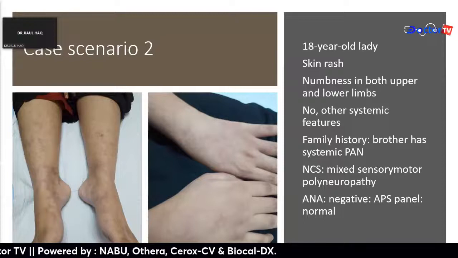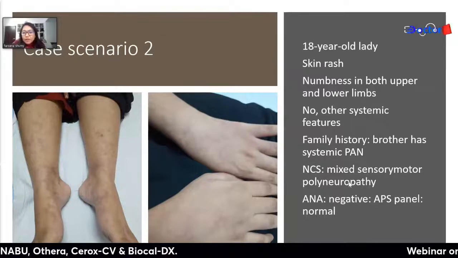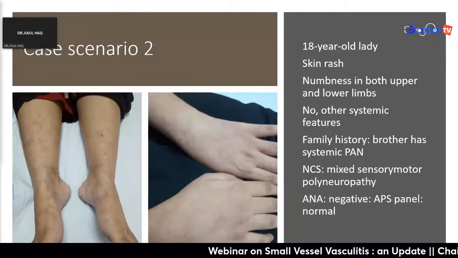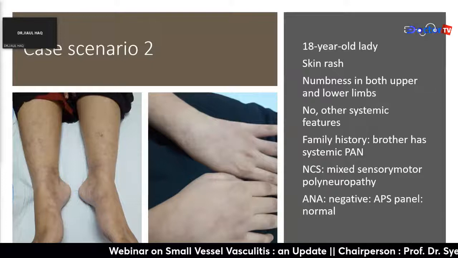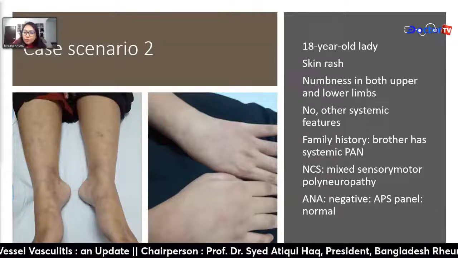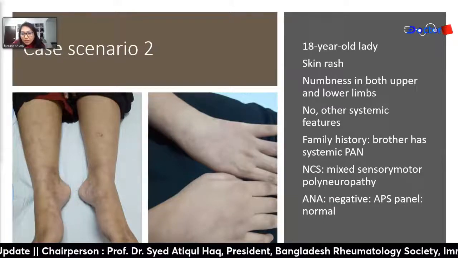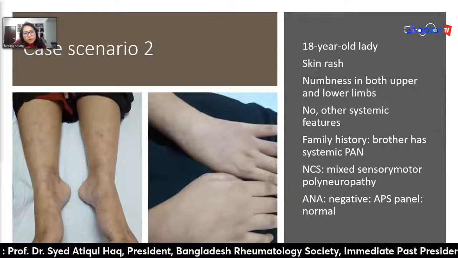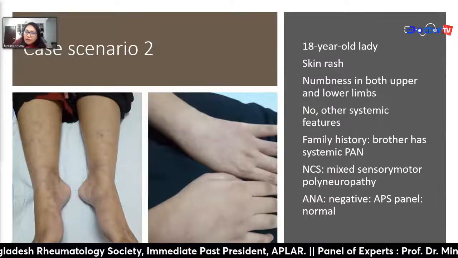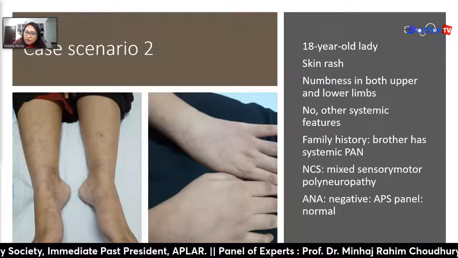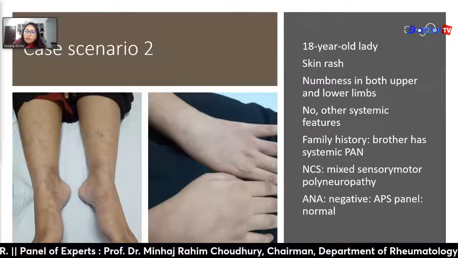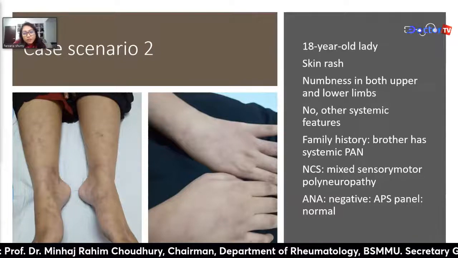We did nerve conduction studies of this lady and found she had mixed sensory motor polyneuropathy. ANA and APS panel were negative, although she had livedo reticularis. We could not perform genetic tests. She was treated as a case of cutaneous PAN, and initially she received steroid and azathioprine for the last 1.5 years. Now she is symptom-free. Her neuropathy and skin symptoms have resolved.